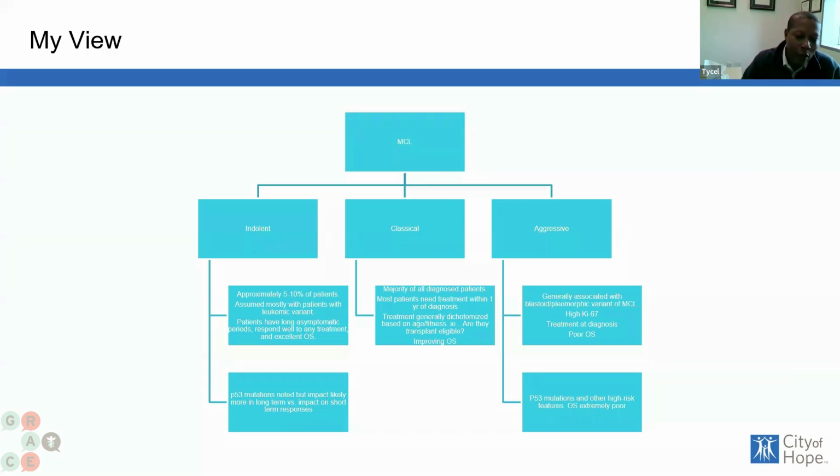Now, the next box is what we call classical mantle cell lymphoma, and that will be the majority of patients diagnosed with this disease. What that generally means is that we can typically expect that these patients will need some sort of treatment within the first year of diagnosis.